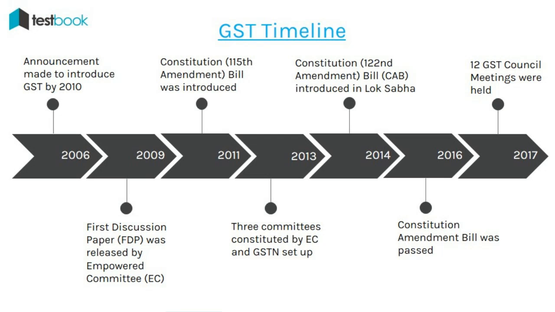Later in 2011, the 115th Amendment was introduced. In 2013, three committees were constituted by the Empowered Committee and the Goods and Service Tax Network was set up. In the year 2014, the 122nd Constitutional Amendment Bill was introduced in the Lok Sabha, which was passed in 2016. In 2017, 12 GST Council meetings were held.